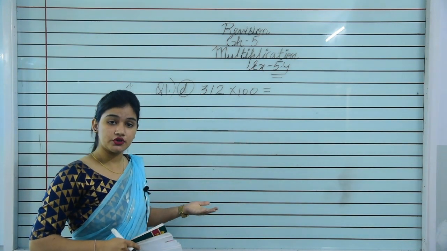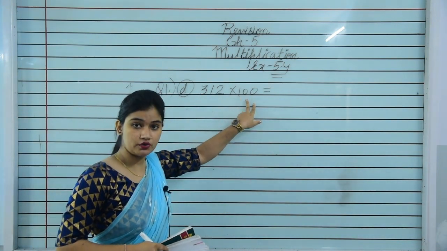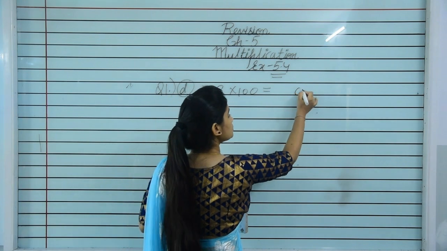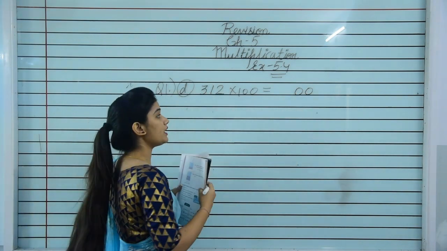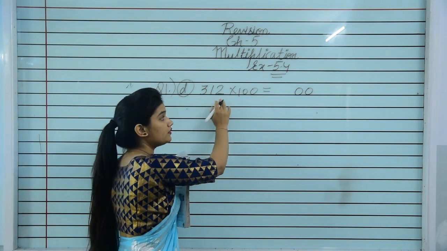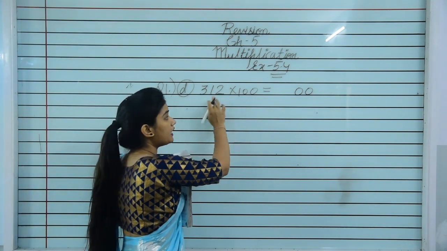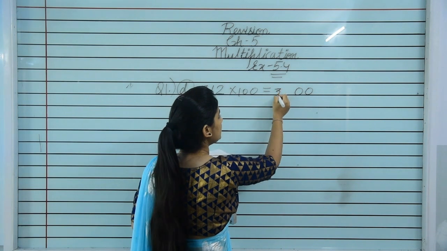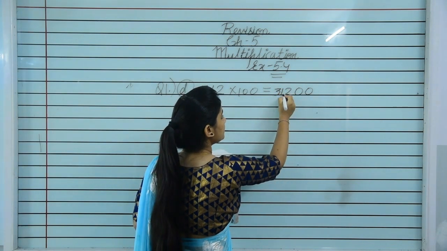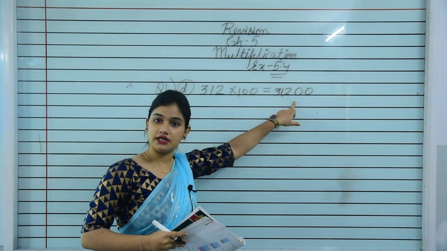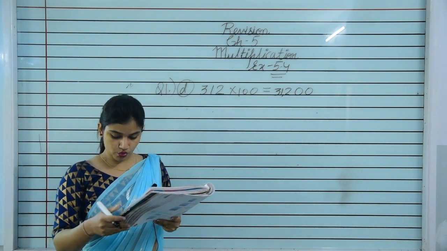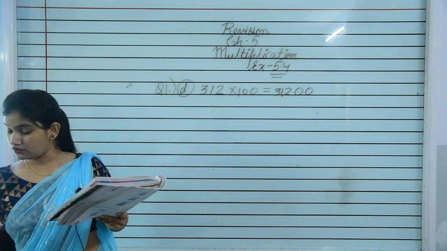So what did I say? What you have to do? You have to observe the number of zeros, and we see 2 zeros, so we will put 2 zeros. Then 312 will come as it is, because 312 1 times will multiply, 312 ones are 312, and the answer will be 31,200. Understood students? Now we see one more question, L part of this question.